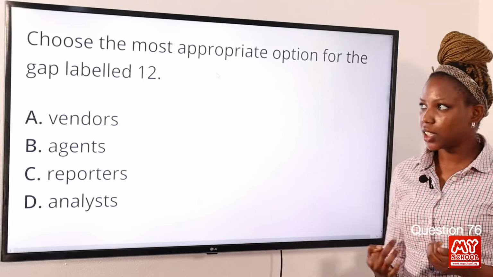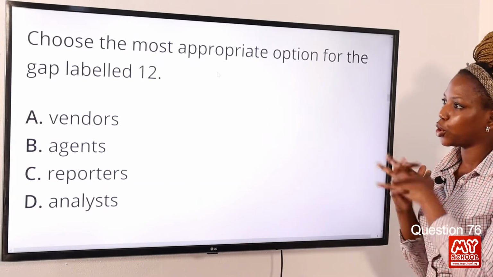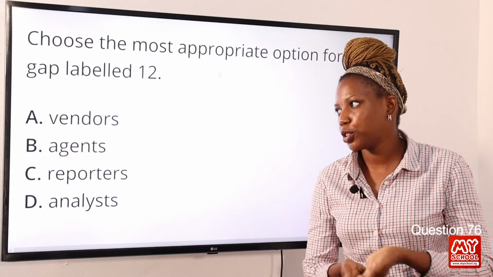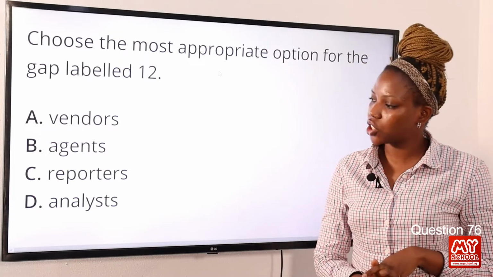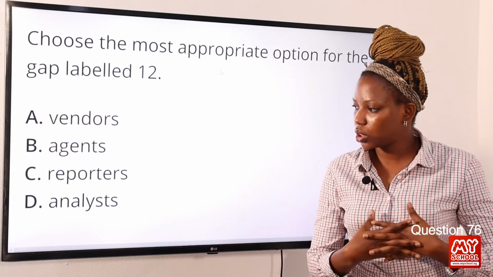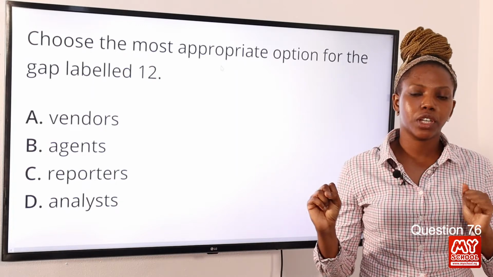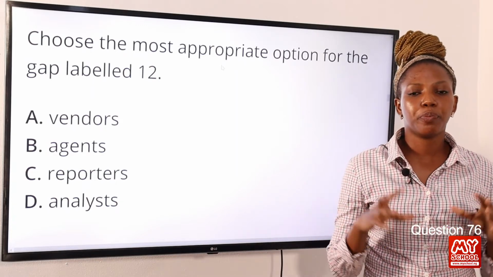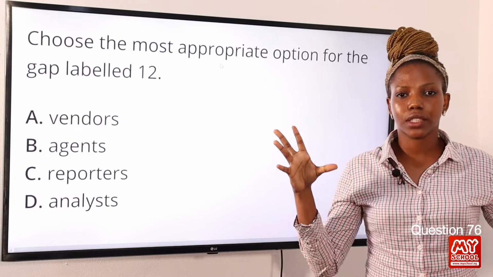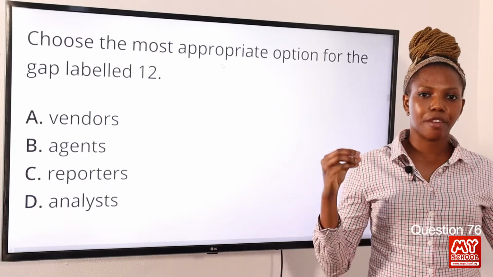Question 76. Choose the most appropriate option for the gap labeled 12. Option A, vendors. Option B, agents. Option C, reporters. Option D, analysts. So the part labeled 12 is meant for people who go out to collect stories or items, and these are reporters.